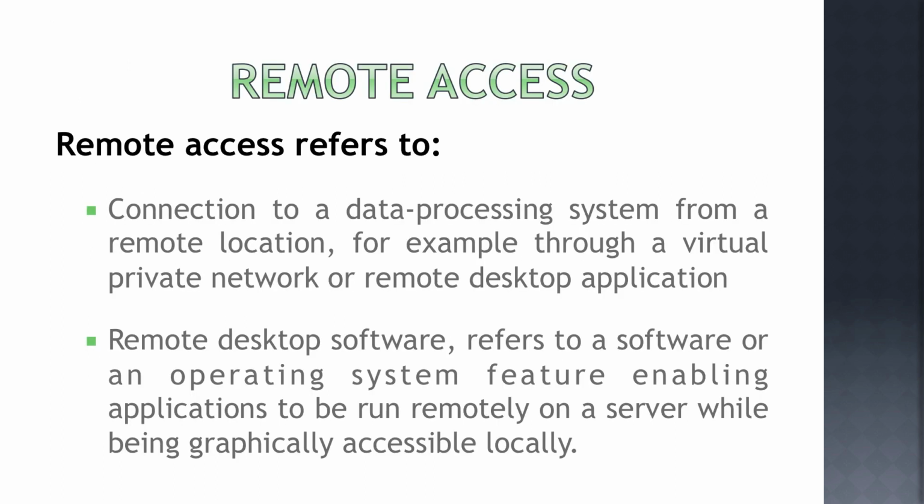In remote access, we have two things. The first is remote access, which can be referred to as a connection to a data processing system from a remote location, for example, through a virtual private network. And the second is the remote desktop software, which refers to a software or an operating system feature allowing applications to be run remotely on a server while being graphically displayed locally.